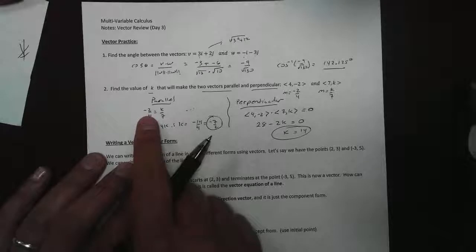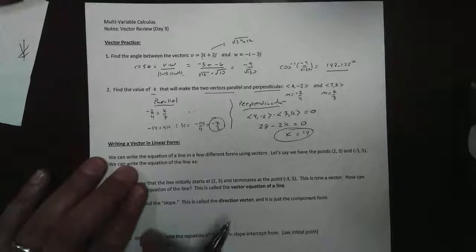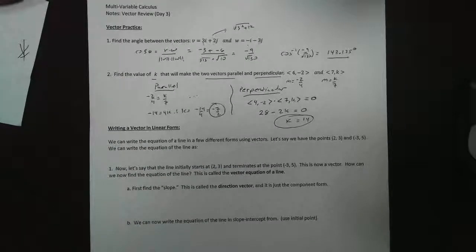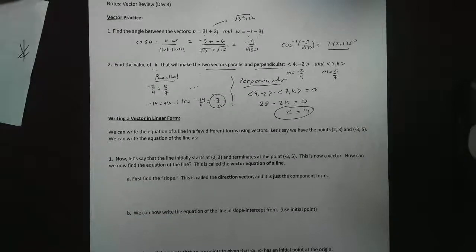Now we could do parallel lines another way. Find out the two parallel lines. We're going to talk a little bit about that later on. That's part of today's lesson. So let's go and get into today's lesson: how to write a vector in linear form.